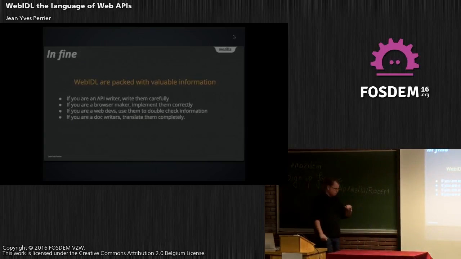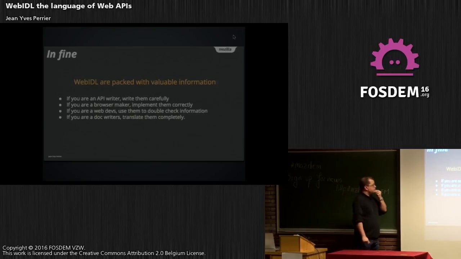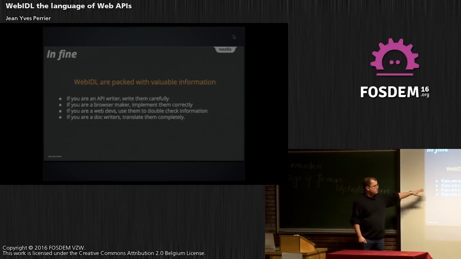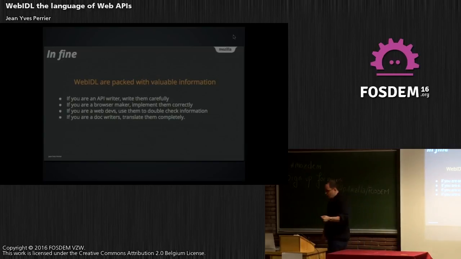And just to finish, I would like to say that if you write an API, don't forget to put as much semantics there as possible, because it helps the browser makers, who can use it to write better tests and to implement it better. It helps the web developers, who have this information in a handy way once they are able to read the WebIDLs, and they don't need to go through tons of textual documentation that can be quite difficult to read. And it is also useful for writers because it's very easy to translate it into plain text.